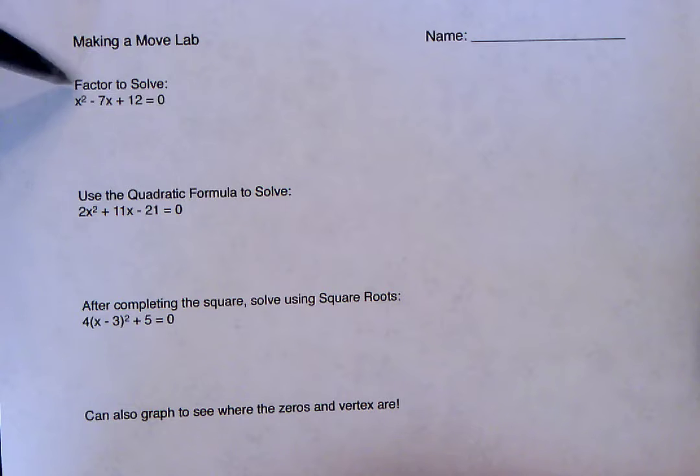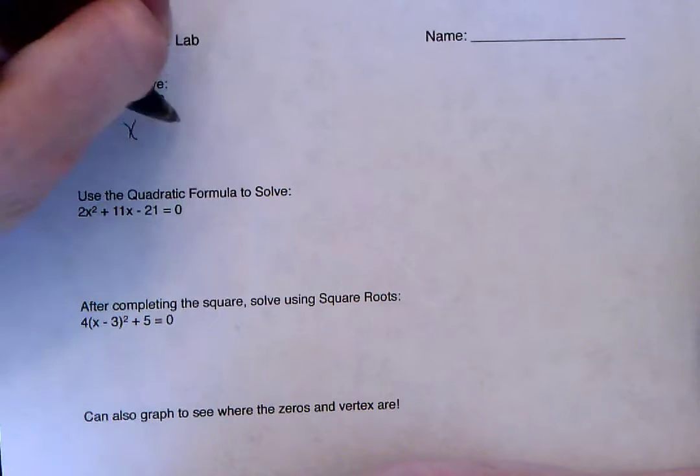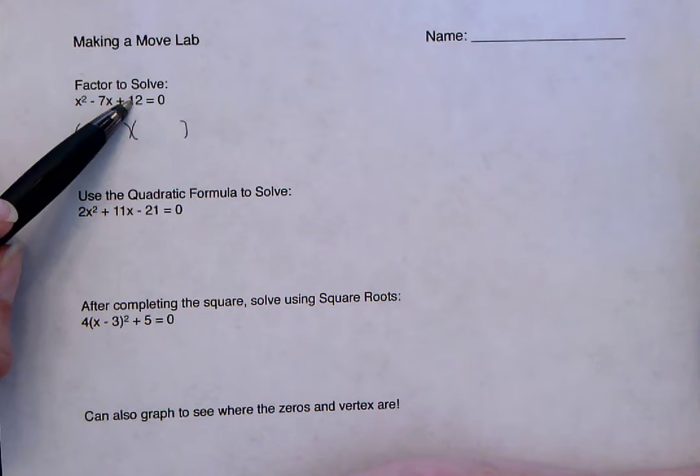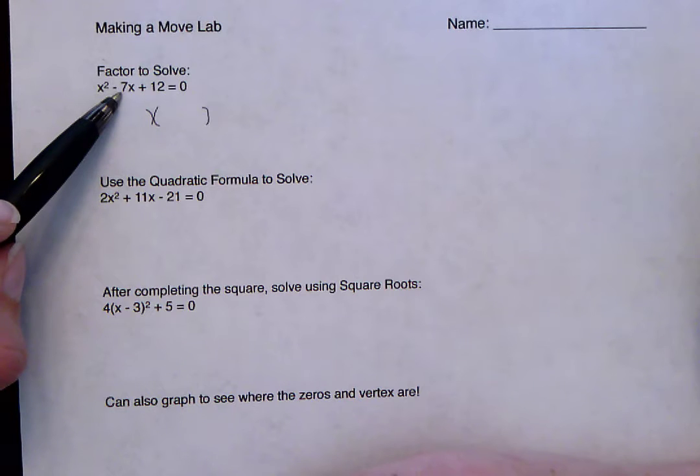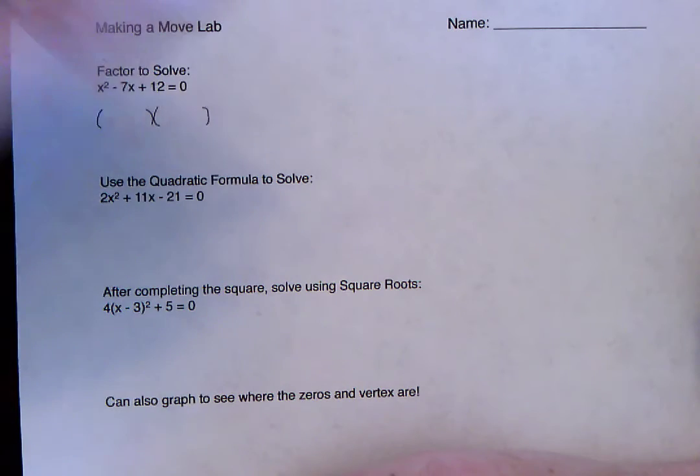So the first thing we want to do is just review a little bit. We want to review factoring to solve equations, okay? So remember, this is where you did that maze, and you had to think of two numbers that when multiplied gave you 12, but when added gave you a negative 7, okay? So that's where you kind of have to just think. You can list the factors of 12 if you want.